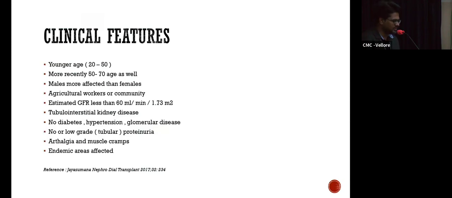So coming to the clinical features, the affected age group will be 20 to 50, or recently 50 to 70 age was also reported. Males were predominantly affected, in the agricultural community. eGFR is usually less than 60. It is a tubular interstitial kidney disease. There will be no diabetes, hypertension, or glomerular disease. The patient presents with no or low grade tubular proteinuria, arthralgia, and muscle cramps. And in endemic areas, there will be predominant cases.